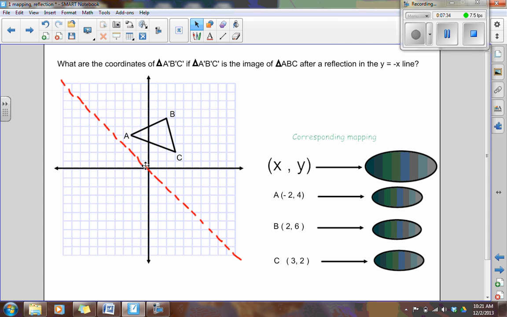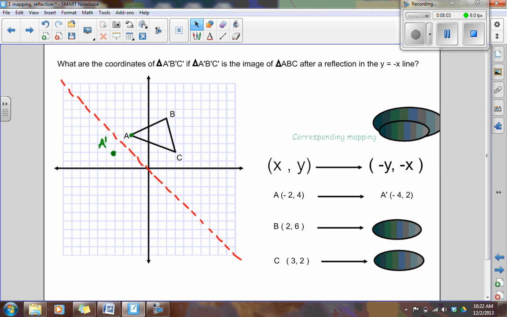So we can reflect each shape, or each point individually, across this line. If A is here, when we reflect it across that line, we're going to get A prime here. Originally A was at (-2, 4), and now it's going to (-4, 2). Notice we've switched x and y and made them the opposite of each other. So that is our mapping: (x, y) goes to (-y, -x).